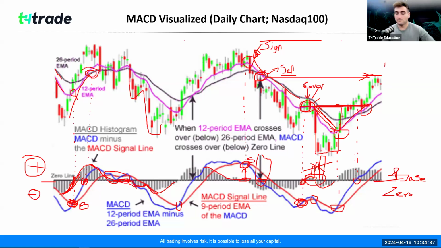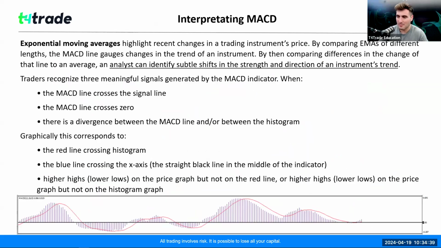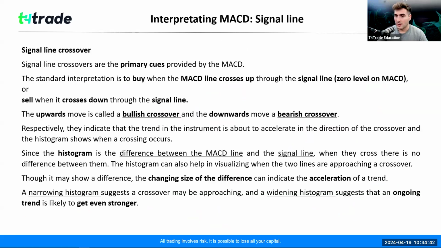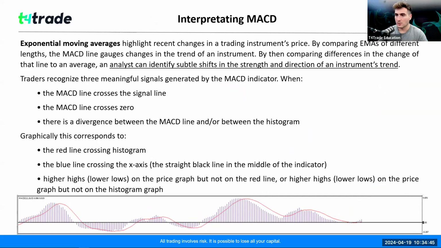Okay, so enough blabbering about stuff. Let's move on to the next slide. So now we're going to talk about the exponential moving averages, which in a sense highlight recent changes in the trading instrument's price, and by comparing EMAs of different lengths, hence the 12 and the 26, the MACD line gauges changes in the trend of an instrument. This is why we use the two time periods. Okay, so we need to use a long term and a short term in order to see whether the short term trend is shifting and it's gonna challenge the long term kind of trend.